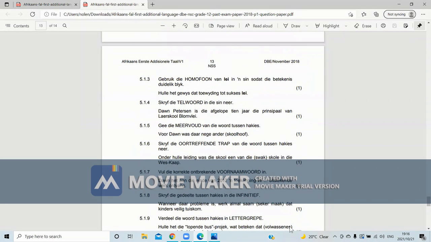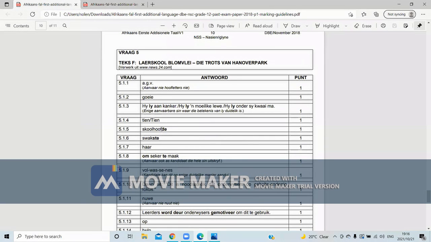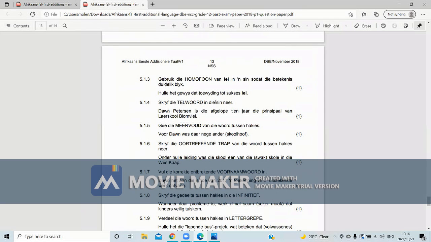Next one, telwoord. Skryf die telwoord in die sin neer. Telwoord so 10. Okay, do they just want you to write the word 10? So they're like just checking that you actually know. That's hectic. So telwoord is a counting word, and then rangtelwoord is like eerste, tweede, derde, vierde.